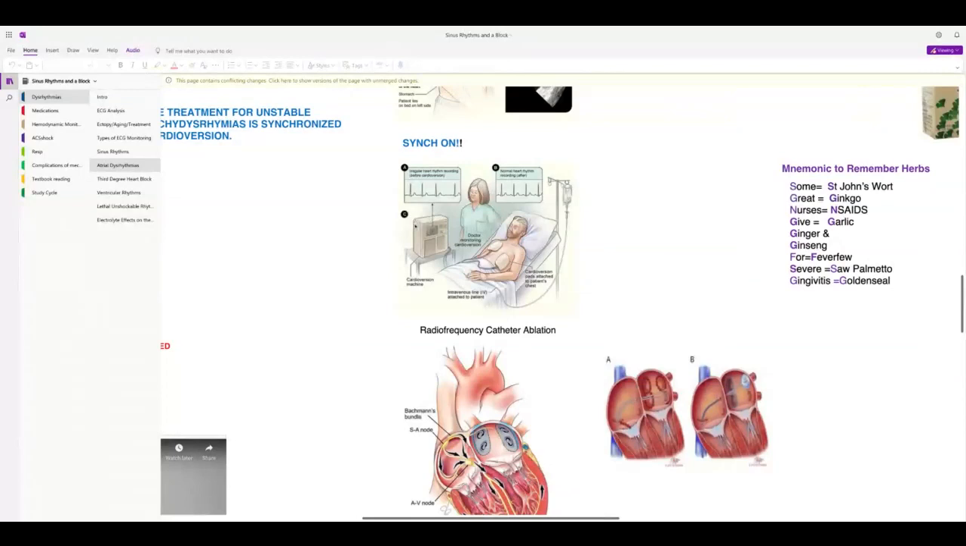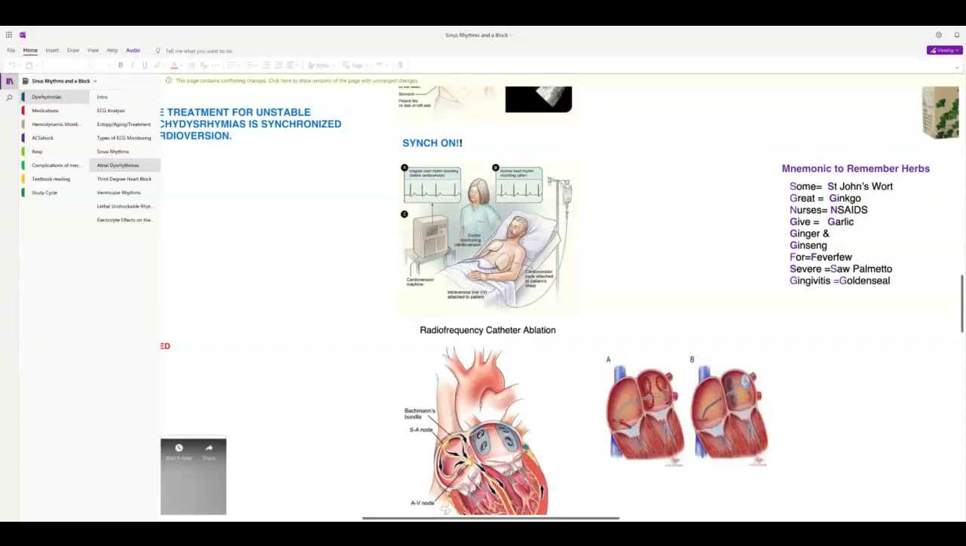The reason is it prevents you from delivering electricity on the Q wave, because if you deliver it on the Q wave, it's called R on T syndrome, and the patient can go into VFib or VTAC. If you're doing synchronized cardioversion and your patient goes into VTAC or VFib, you need to turn the sync off and defibrillate right away. That's a key point.